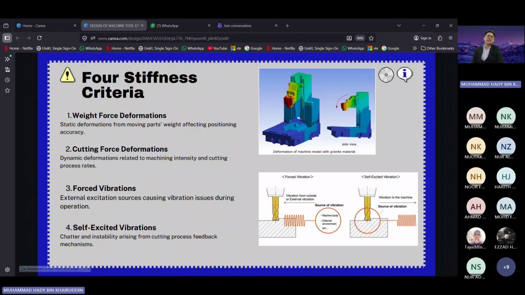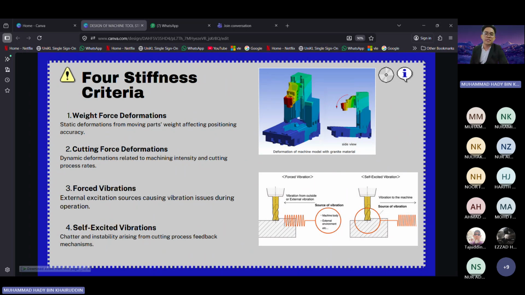Finally, the most complex one is self-excited vibration, often called chatter. This isn't caused by any outside motor. It's a feedback loop between the tool and the workpiece. It's like drawing a violin bow. The cutting process itself creates the vibration. If your machine lacks the dynamic stiffness to break it, this feedback will keep looping. You get a terrible surface finish and can even break your cutting tools.